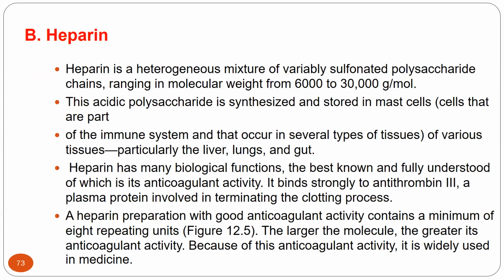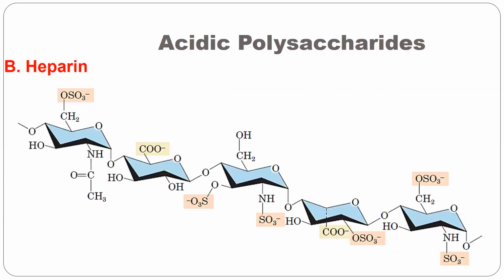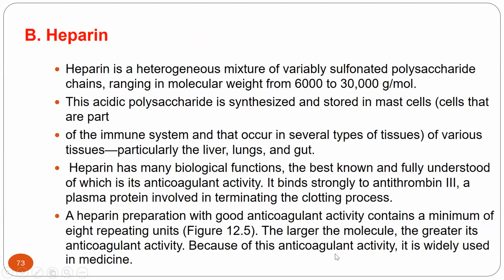So heparin is a heterogeneous mixture of variably sulfonated polysaccharide. But what you can see normally is that most of the structure has sulfate, SO4, with a negative charge added to the structure. So heparin is a heterogeneous mixture, as I mentioned. It's sulfonated, and the molecular weight is around 600 to 300,000 grams per mole.